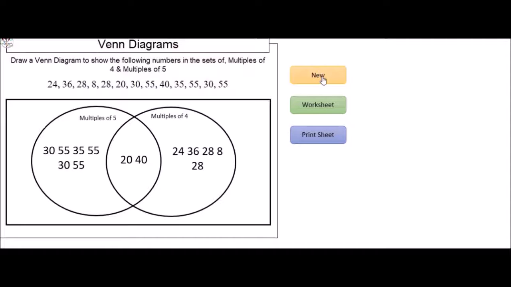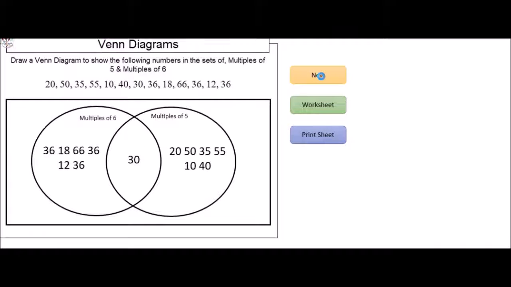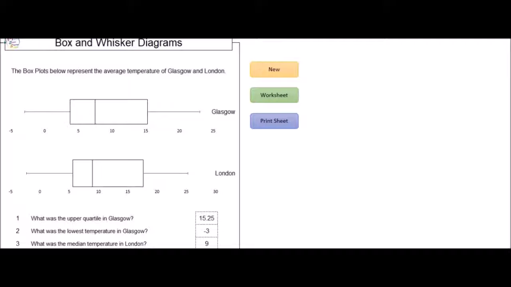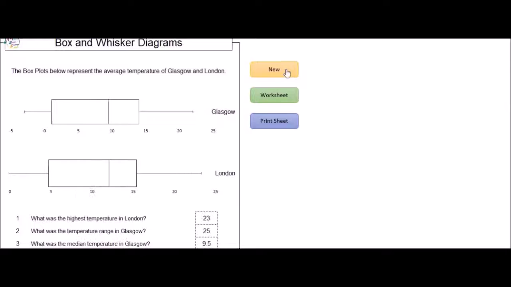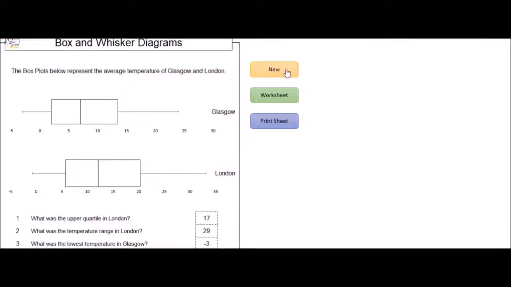And you press new, and it'll generate new questions, new answers. And multiples of 8 and 7, these are all multiples of 7, these are all multiples of 8, and these are all multiples of 7 and 8. There's 1, 2, 3, 50, 60 in there. That's Venn diagrams, and there's an infinite supply of them. Here we have box plots. Again, you press new, it'll create a new box plot for you.